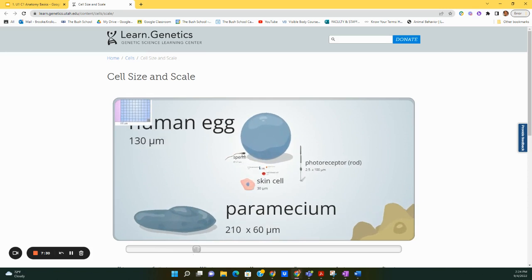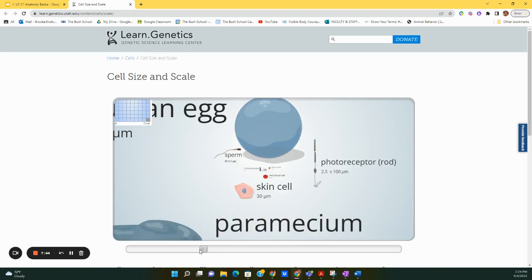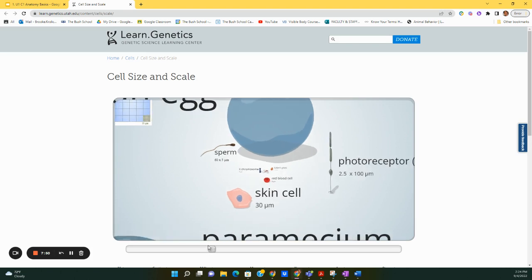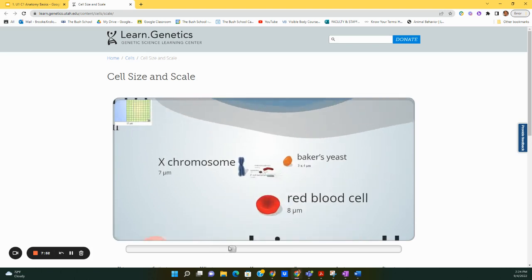So here's the largest cell in the human body, the egg cell. The smallest cell happens to be the sperm. And in between, we've got red blood cells and skin cells. And this is a type of nerve cell called a photoreceptor, which is one of the rods in your eye. So smaller than a paramecium, which is smaller than a grain of salt. And now we're going to get even smaller.